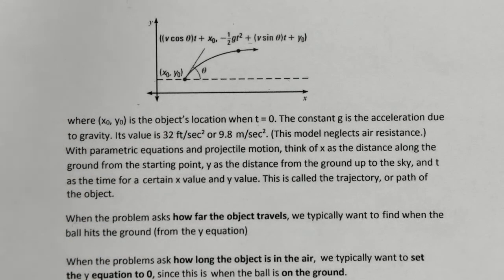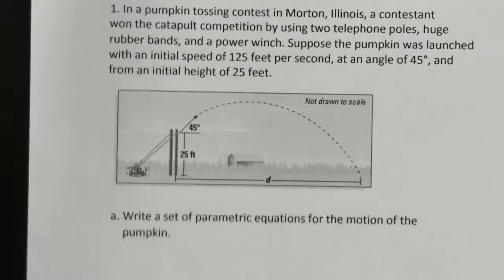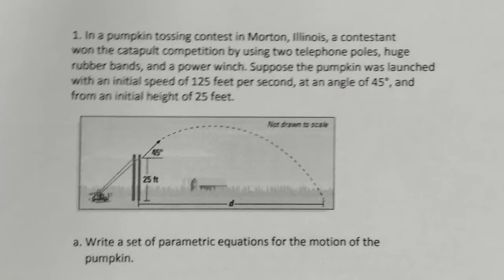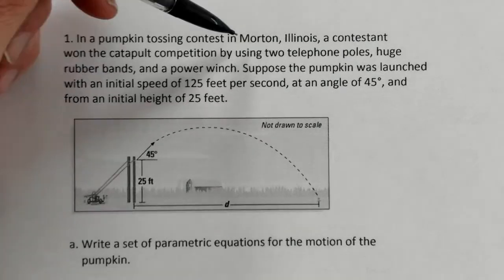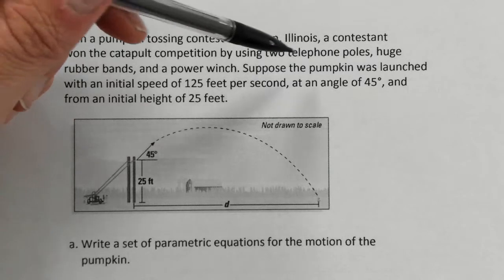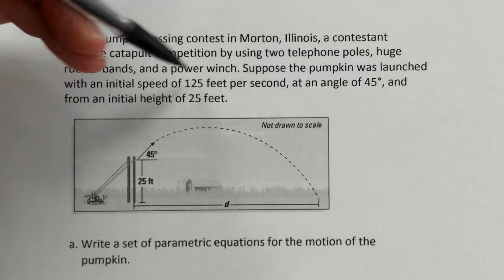All right, so let's do a couple of examples here. Here's the first question. In a pumpkin tossing contest, a contestant won the catapult competition by using 2 telephone poles, rubber bands, and a power winch.